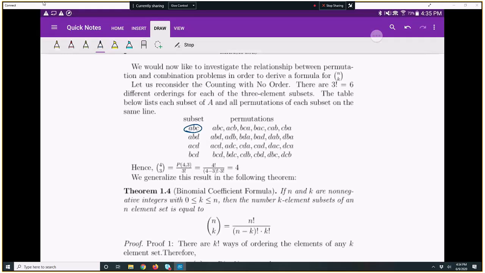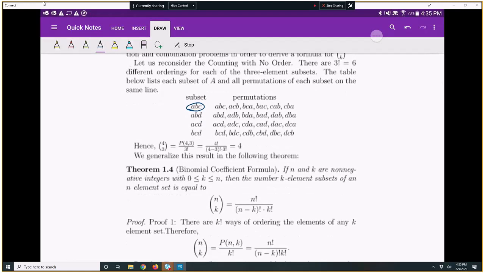So in the right hand side of this table, you'll see listed all of the 24 different permutations. On the left side, you see the 4 different combinations. So in order to account for the 3 factorial different orderings, which we don't care about, we divide by 3 factorial. So the formula for 4 choose 3 becomes the number of permutations for 4 objects taken 3 at a time divided by 3 factorial.